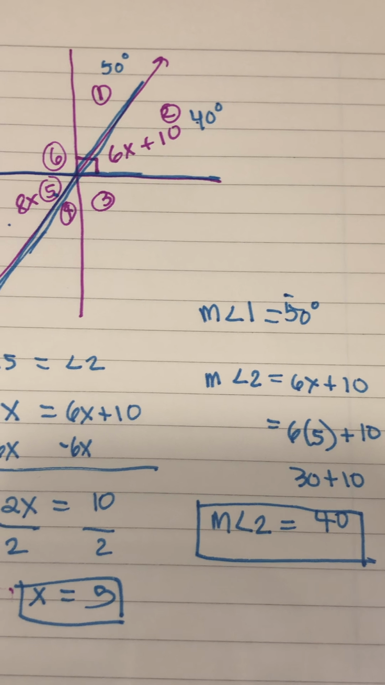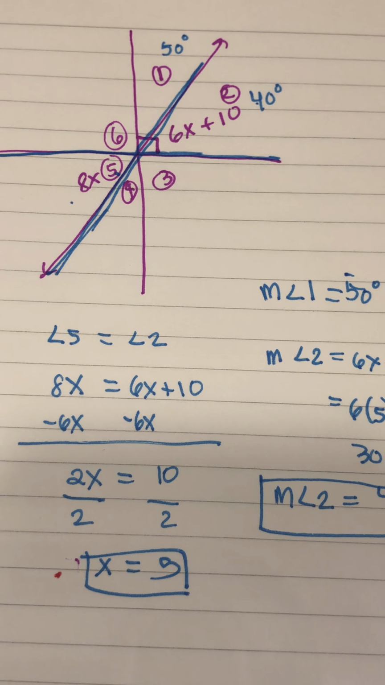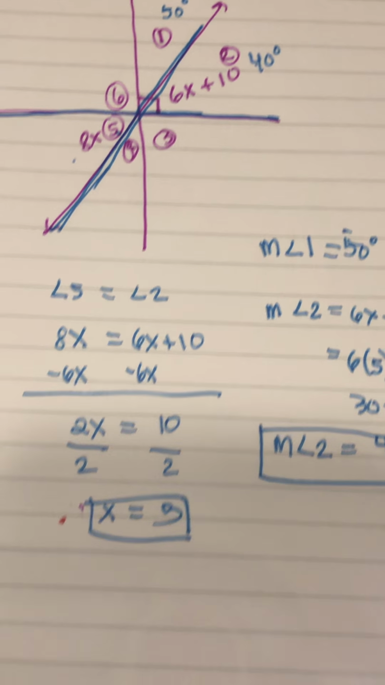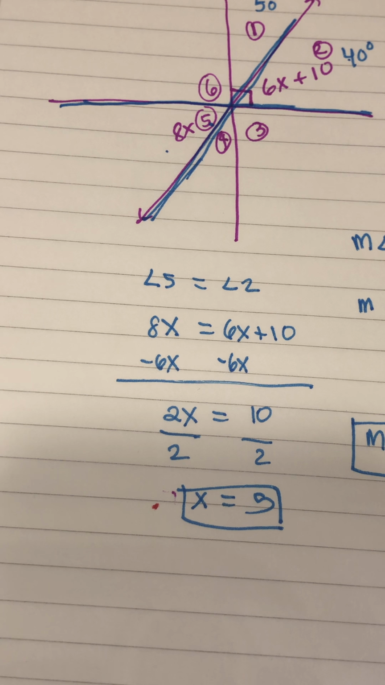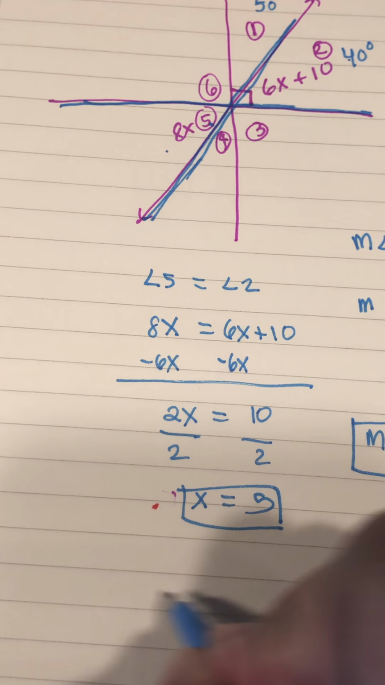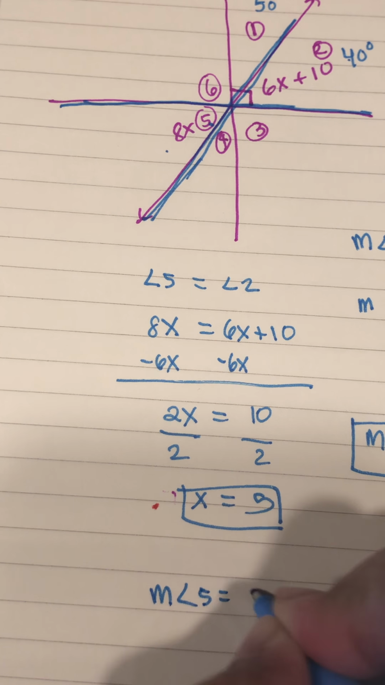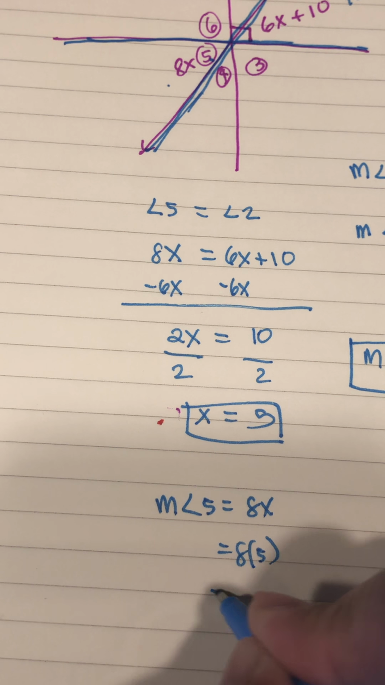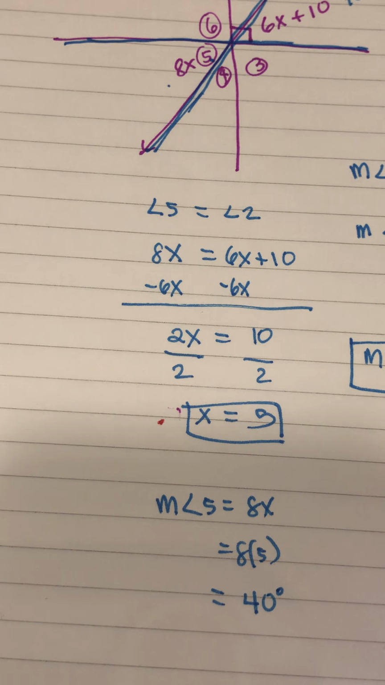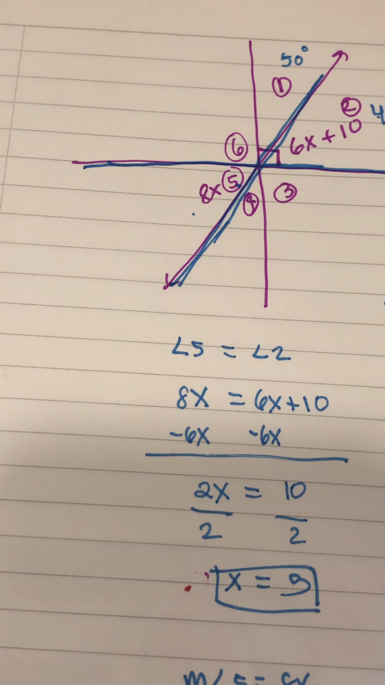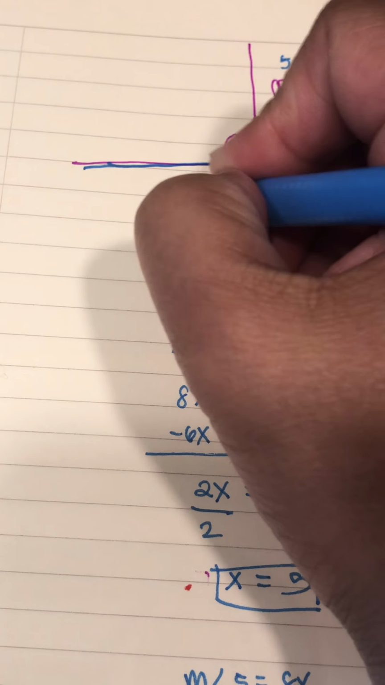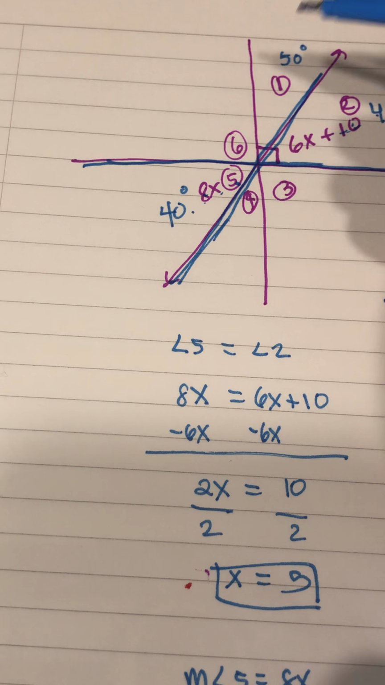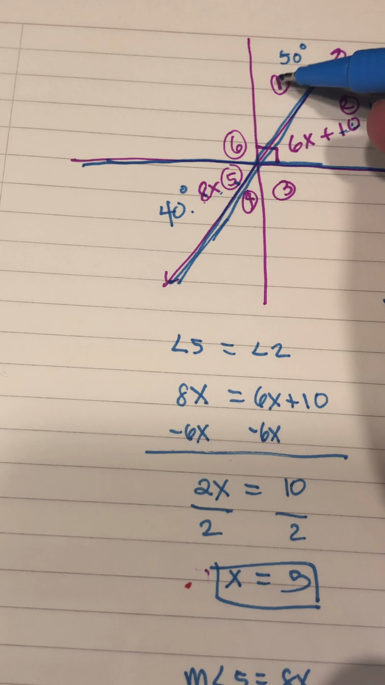Now let's solve for angle 5. The measure of angle 5 is 8x, so now you will have 8 times 5. All right, so I know that the measure of angle 5 is also 40 degrees because they're vertical to each other. Now, which one is vertical to angle 1 if this is 50?